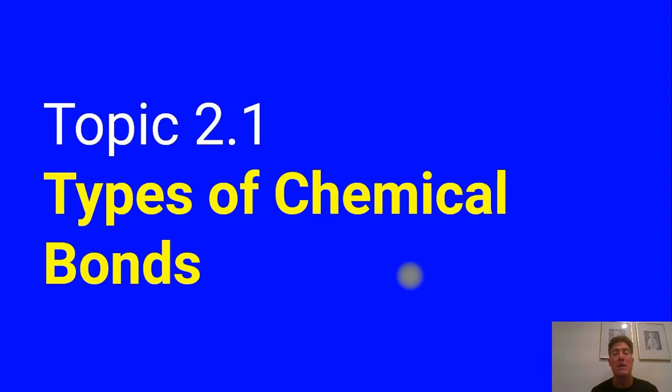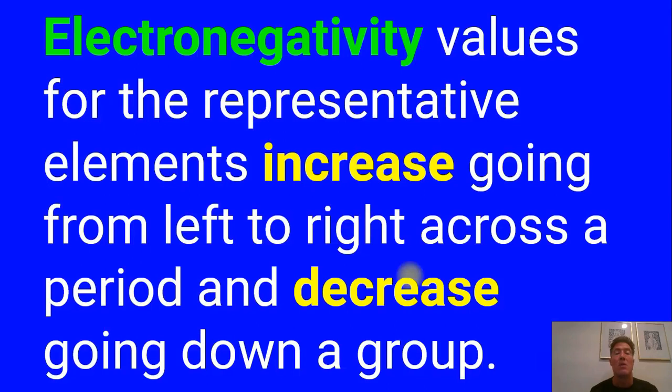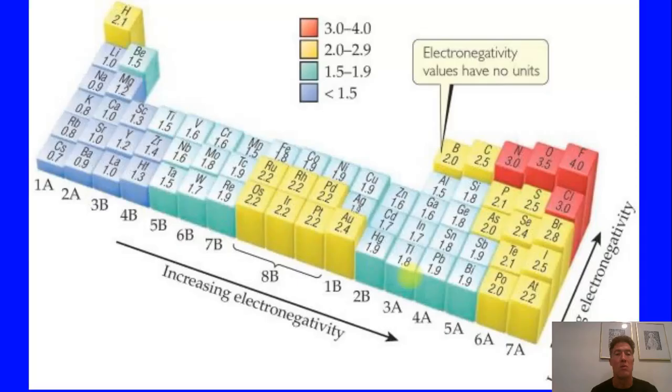So we're going to talk about different types of chemical bonds. And we're going to look at the relationship between the types of bonding and the properties of the elements participating in the bond. So the concept of electronegativity values for the representative elements: electronegativity is the tendency of an atom to pull electrons toward itself preferentially. That tendency is going to increase going from left to right across a period, and it's going to decrease when you go down a group.